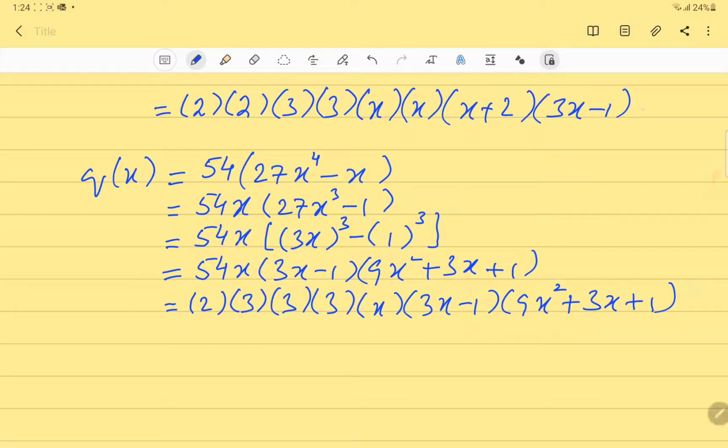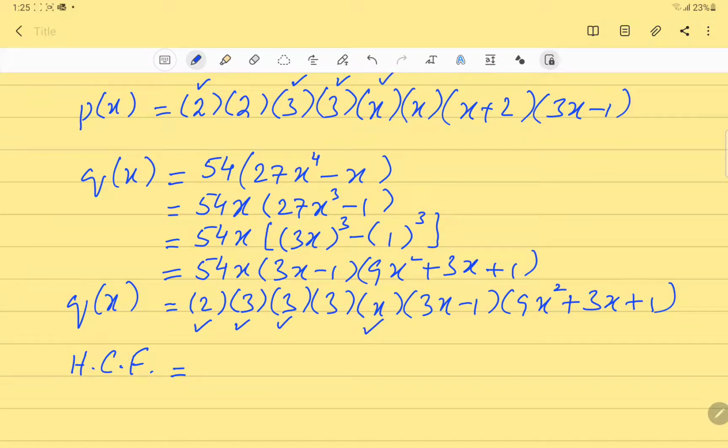Now we have both the expressions. This is the first one P(x) and this is the second one Q(x), and now we will write our HCF by choosing the common factors of both of these. Okay, the first common factor is 2. The second one, is there any 3 there? Yes, 3 is there in both. Actually it is twice common. Then we have one x here also. Then we have 3x minus 1 and we have 3x minus 1.